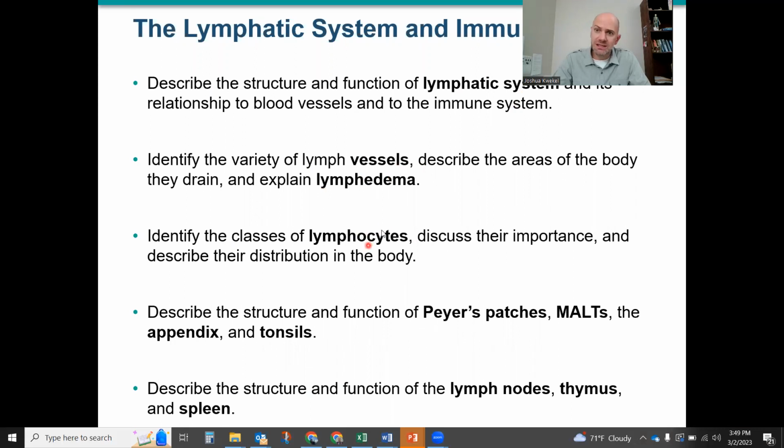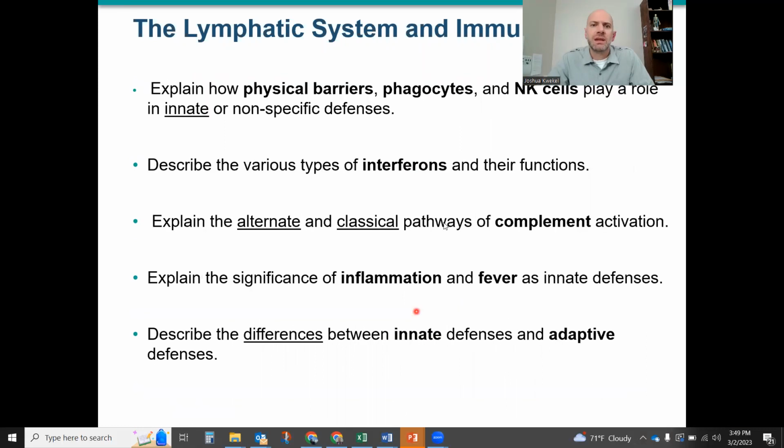So here are the points that we're going to talk about: the lymphatic system, the vessels, lymphedema, lymphocytes, the cells that are part of the immune system. We're going to talk about specific lymphoid tissues that exist around the body. The lymph nodes, the thymus, and the spleen are specific lymphatic organs. We're going to learn the difference between a lymphatic organ and lymphatic tissue. We'll talk about the immune system.